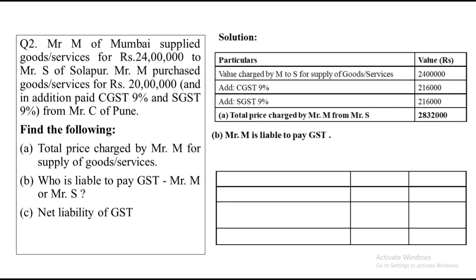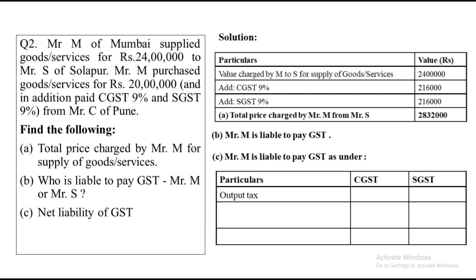Okay. Third, find the net liability of GST. So now this net liability usually appears when the supplier is selling the goods on one side and he's also purchasing the raw material from somewhere else. In that case, whatever tax he has paid on purchase, he can set it off. Okay, now let us see how to do that. So we write Mr. M is liable to pay GST as under. Particulars, we have CGST and SGST.